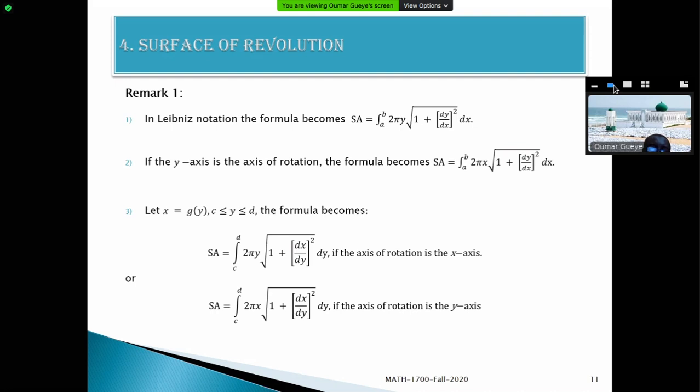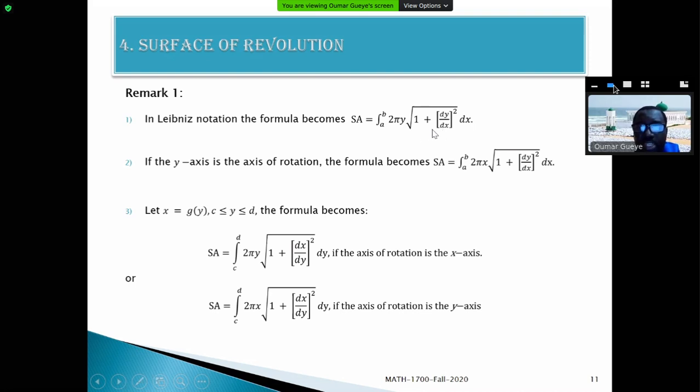Is it okay? All right, so let's see the first example. It's the same formula, we are just inverting. Instead of writing dy by dx, we're writing dx by dy. The reason is that here your function is in terms of y, so the derivative should be with respect to y.